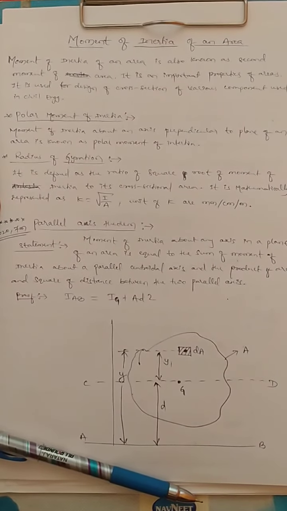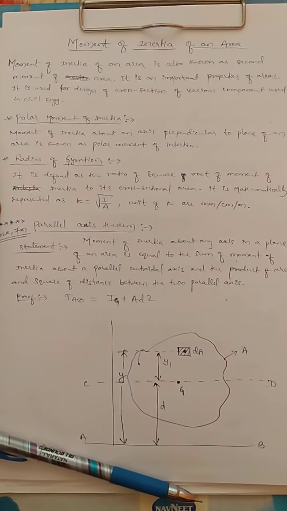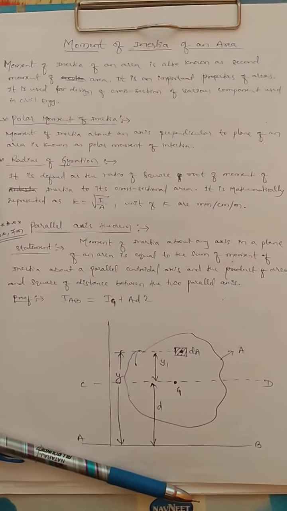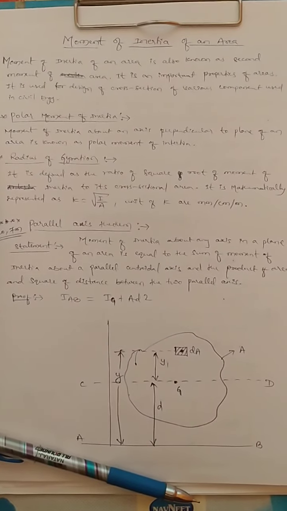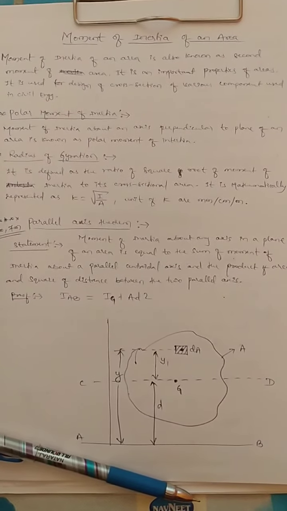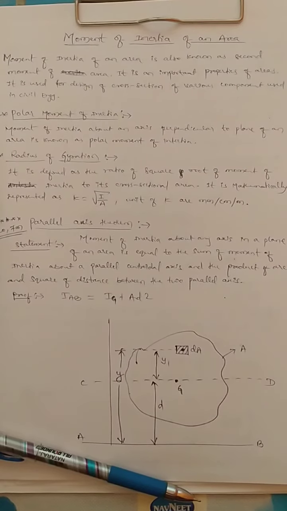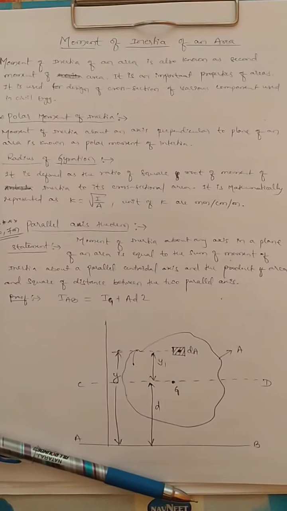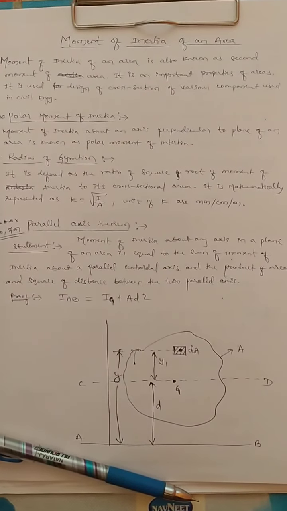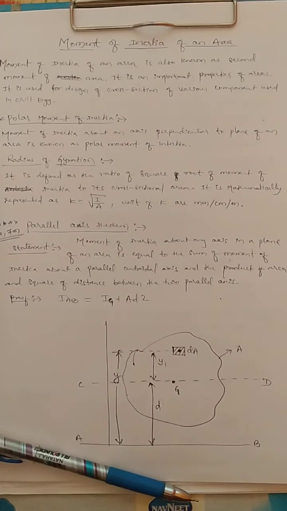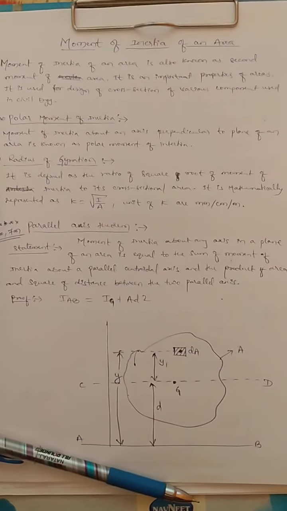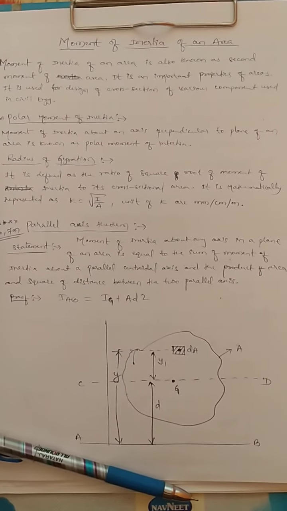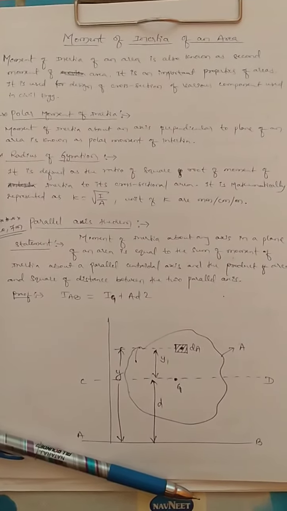The radius of gyration is defined as the square root of the ratio of moment of inertia to its cross-sectional area. It is mathematically represented as k equals square root of I by A. The radius of gyration is also denoted as r, whereas in the syllabus it is denoted as k. The unit for radius of gyration k may be millimeter, centimeter or meter. You are supposed to use any one unit.